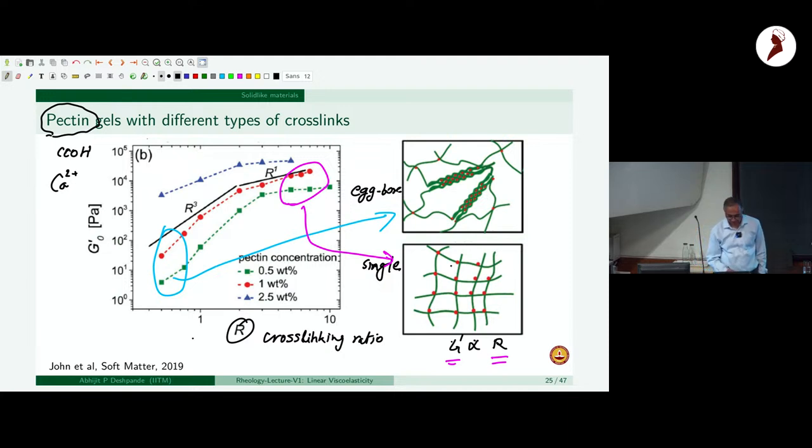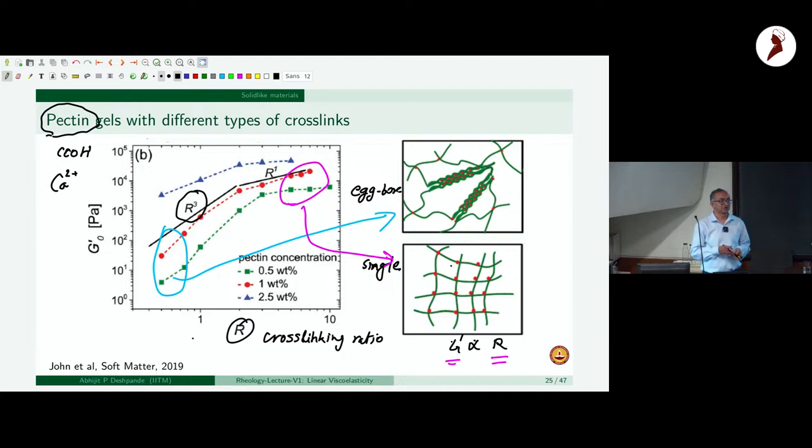But at low concentrations, where you have these egg box kind of structures, this R cubed scaling is what we see. This has been observed for many semi-flexible networks, where the stretching of polymer chains is finitely extensible and the force in the chain increases with the amount of stretching. There the G prime increase is much more pronounced. So depending on the type of cross-links, the egg boxes are working like providing semi-flexibility to the chains of the polymer network, and therefore you see different scalings when you have egg box bundles and when you have single point cross-links.